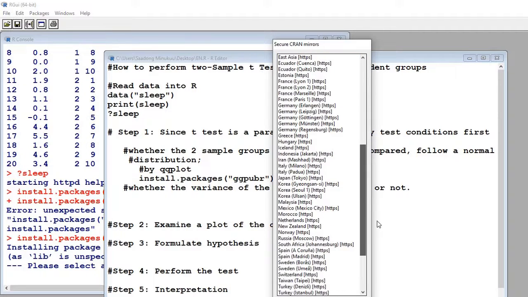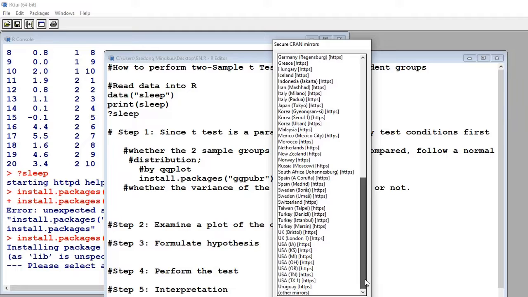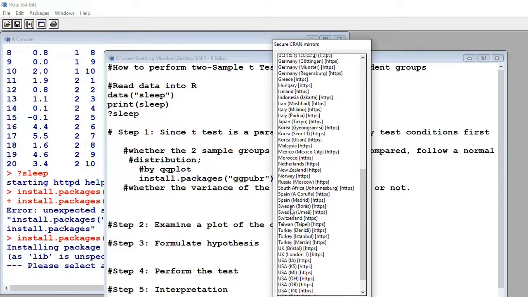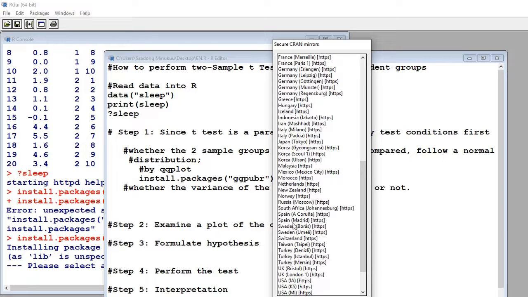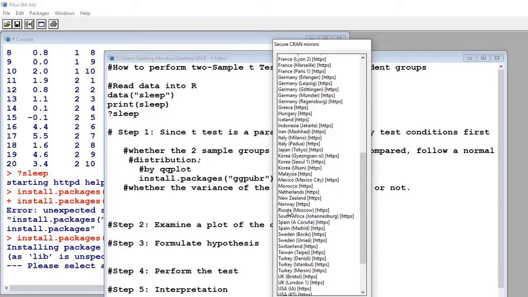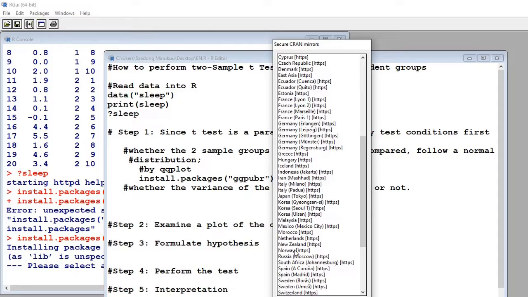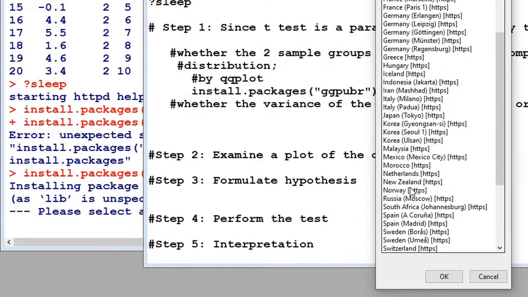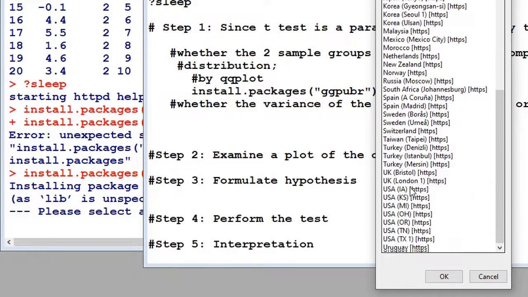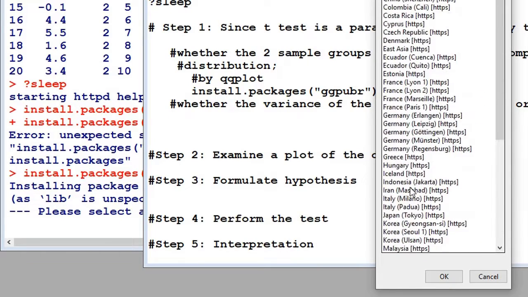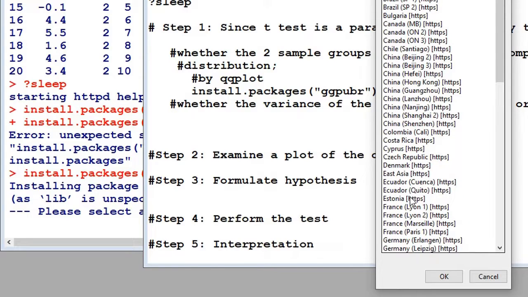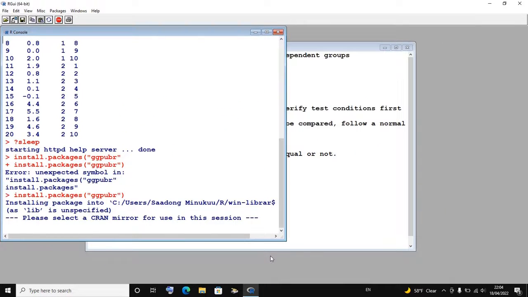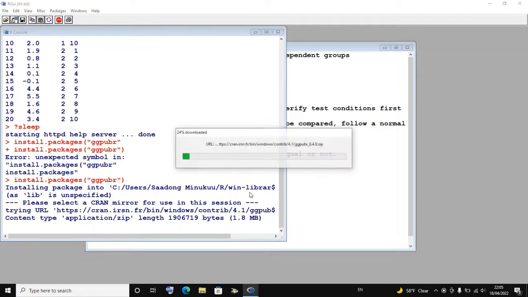You select your CRAN mirror. Since I'm in Paris, let me pick Paris. I cannot find Paris. It's weird, I don't know. France. It's okay. Then pick this one, and then I pick OK in order to install the package. Now I'm waiting for the installation to be done.